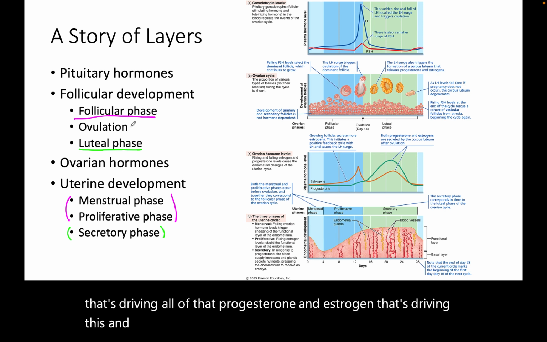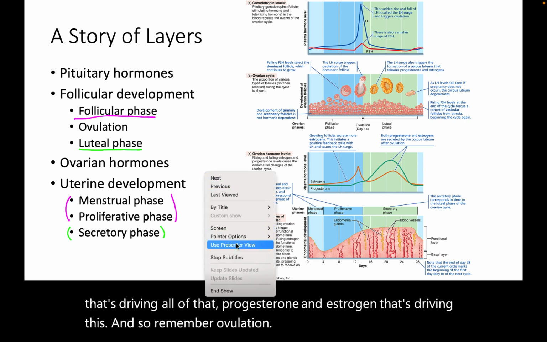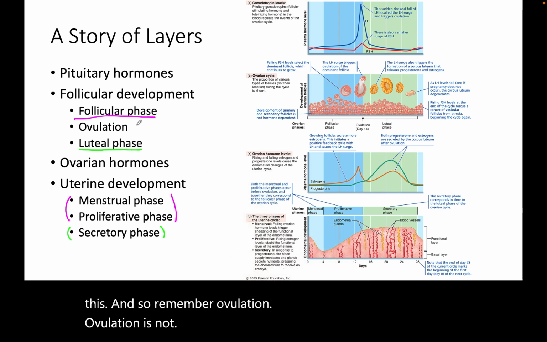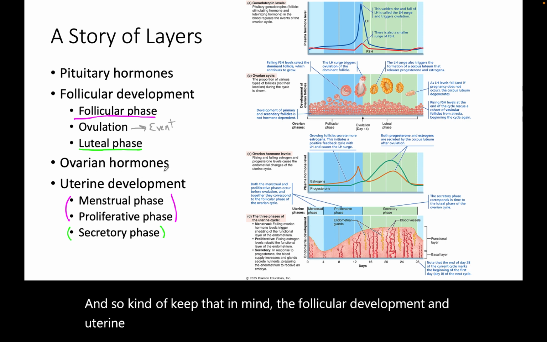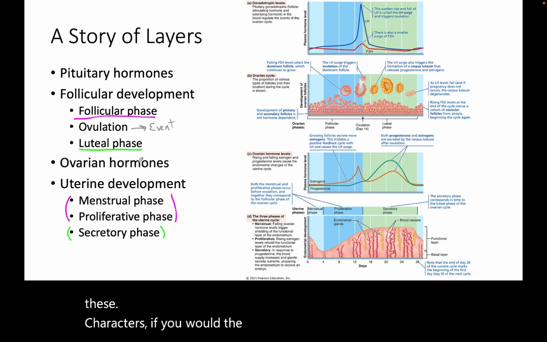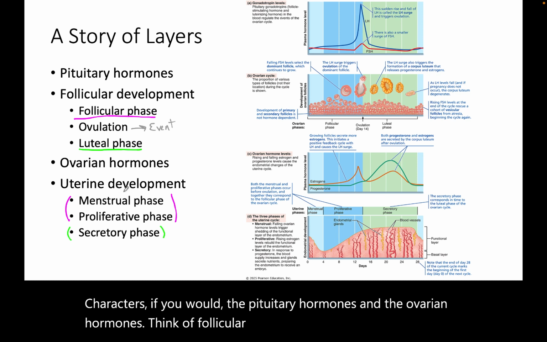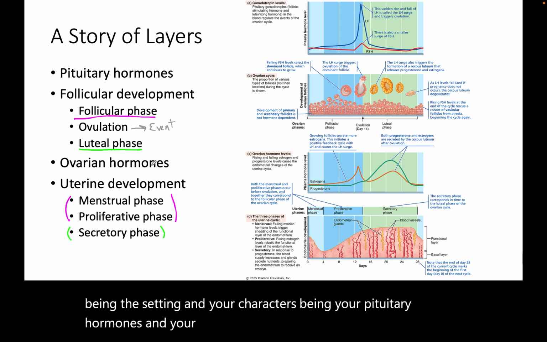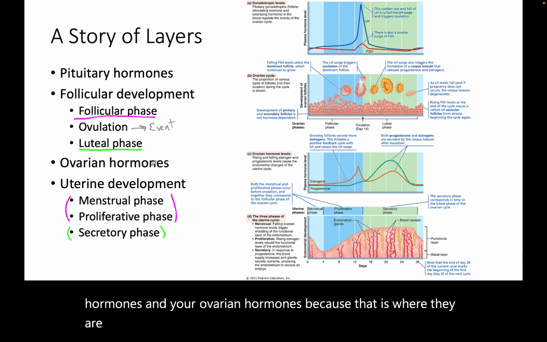And so remember, ovulation is not a true phase. It's an event. Right? It's an event. Okay? And so kind of keep that in mind. The follicular development and uterine development do definitely overlap. And then you've got these characters, if you would, the pituitary hormones and the ovarian hormones. Think of follicular development and uterine development being the setting, and your characters being your pituitary hormones and your ovarian hormones, because that is where they are acting.